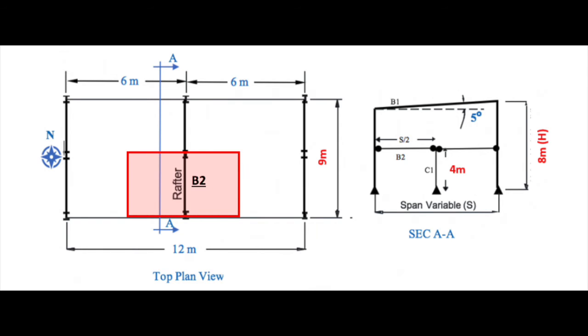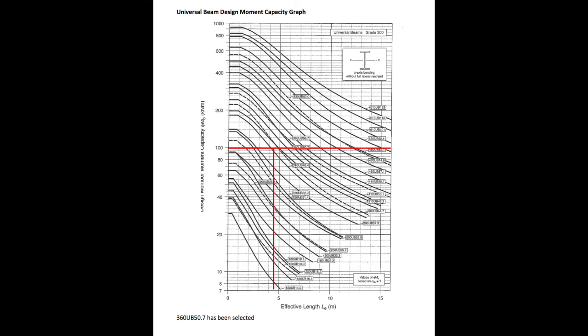We were then able to do our strength combinations for Beam 2. As marked in red on this graph, we selected Universal Beam 360 UB 50.7. We then calculated the serviceability limit for this beam, which showed that it was safe to use. From here, we went on to column design.